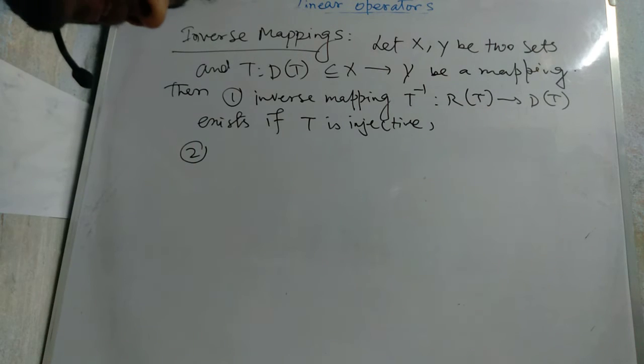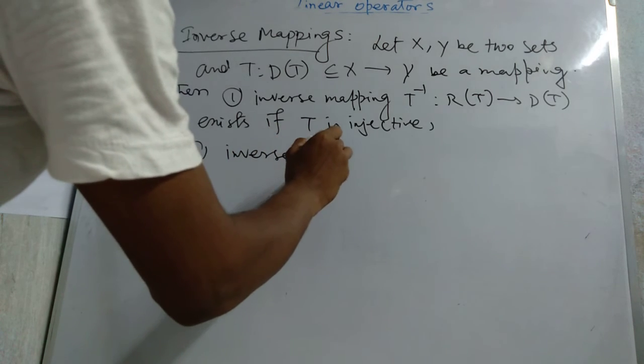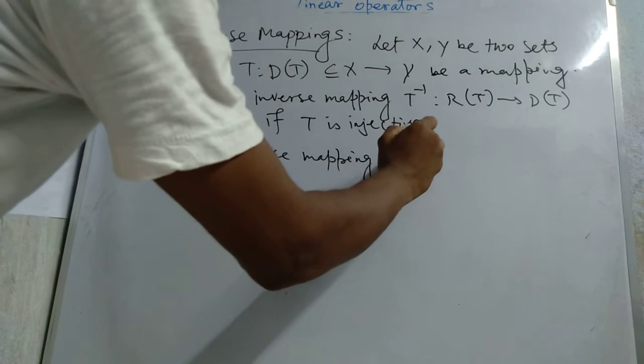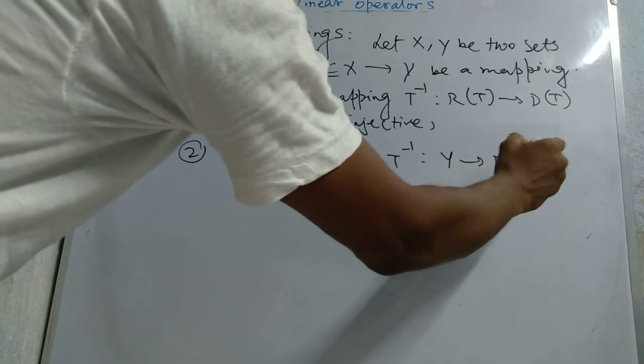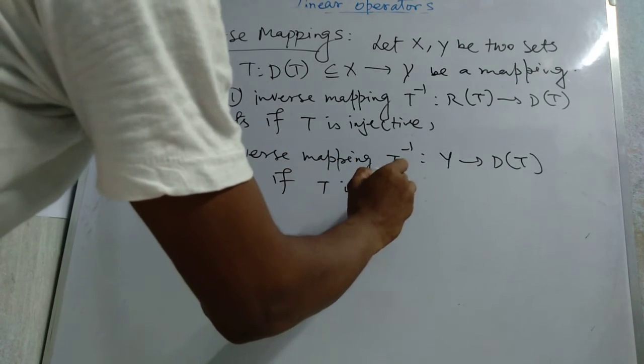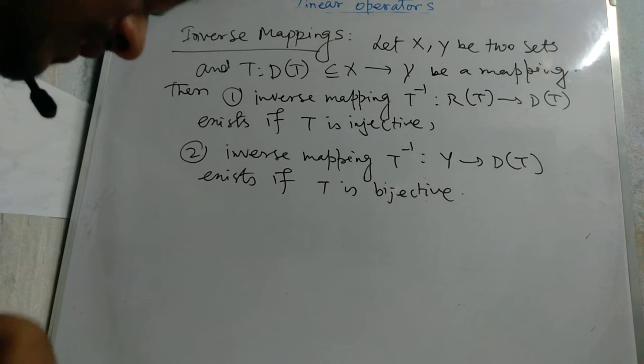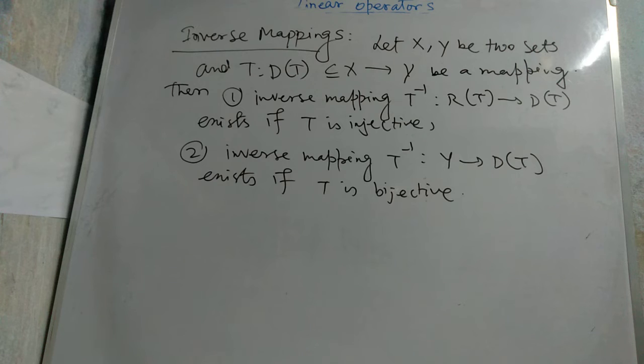And the inverse mapping T inverse from Y to D(T) exists if T is bijective. So we discussed how a mapping's inverse exists. Now we also give some propositions about it. One important proposition about it we discuss now.